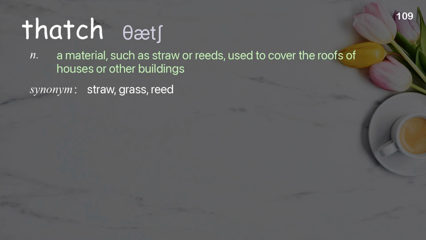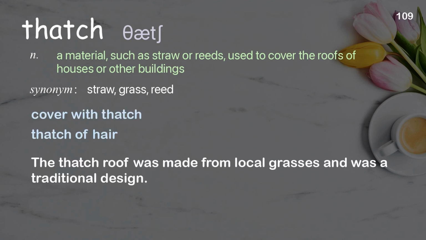Thatch. A material, such as straw or reeds, used to cover the roofs of houses or other buildings. Examples: Cover with thatch. Thatch of hair. The thatch roof was made from local grasses and was a traditional design.